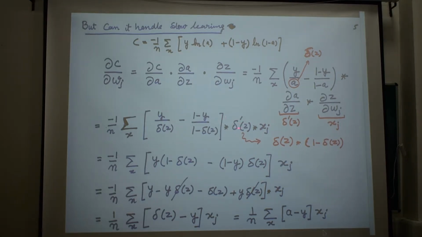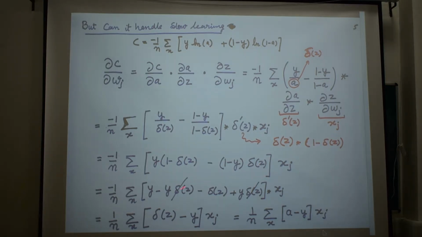And this is the culprit that was previously also creating some problem. You remember? This was always there. Previously it was a times sigma dash z, which was going to create problems. Here also it is there. But your sigma dash z is actually equal to sigma z multiplied by 1 minus sigma z. This is the derivative of the sigmoid function. If you take a sigmoid function and differentiate, you get sigma z multiplied by 1 minus sigma z. Now you replace here, and then you do some mathematics.